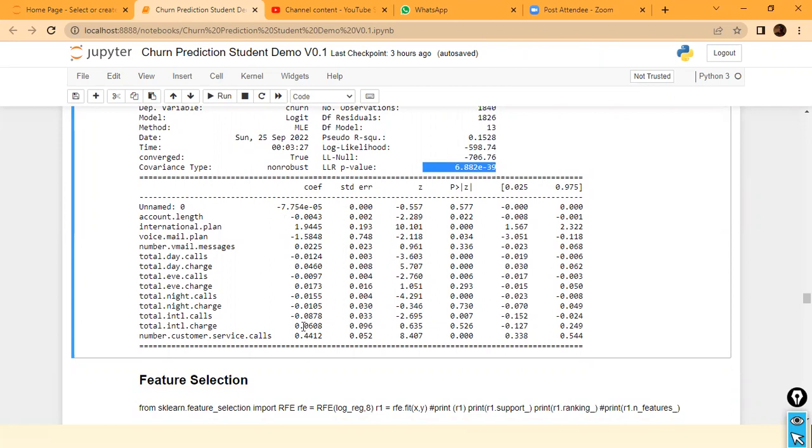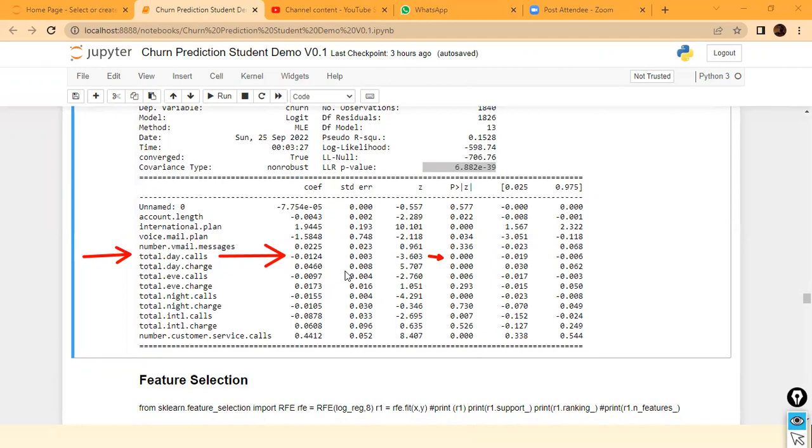And a few of the coefficients are positive values, a few are negative values. If you see here, total day calls, you get negative 0.0124 and the p-value is 0.00. So this feature is significant. Including this one in our model will make sense. But how do we interpret this value?